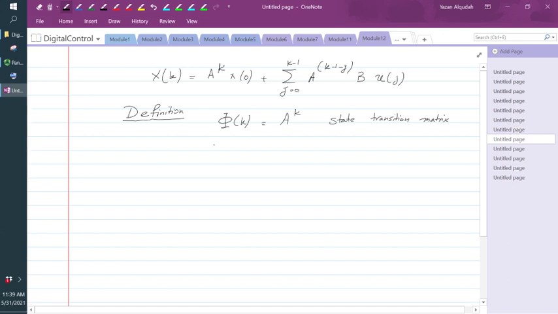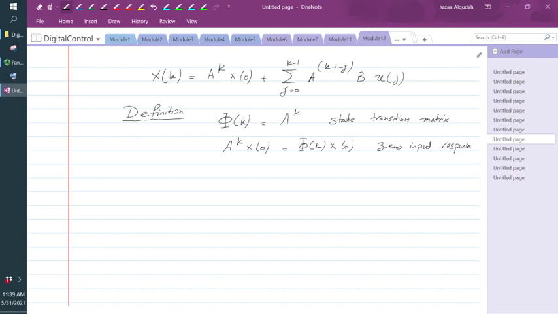And we're going to take A to the k multiplied by x of 0, which is going to equal phi of k multiplied by x of 0, and we're going to call this the zero input response. And you can see this is the response of the system that is due to initial conditions when the input is 0.